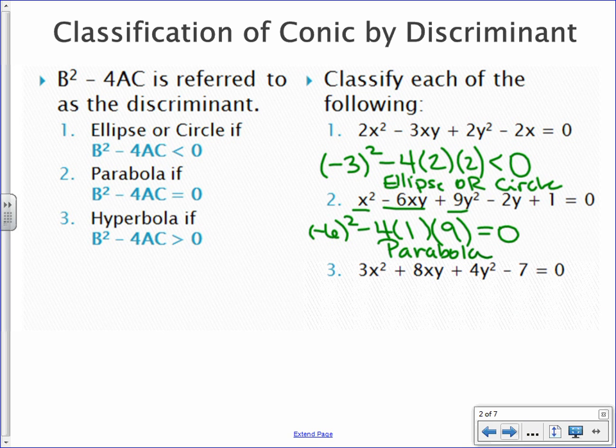Okay. Determine number 3 for me. 3x squared plus 8xy plus 4y squared minus 7 equals 0.